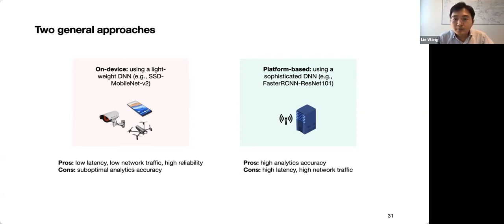On the other hand, we can use a platform-based approach where we can employ the most sophisticated DNNs for the analytics, right? By platform, I mean either the cloud server or an edge server deployed close to the end devices. Of course, we gain high analytics accuracy because we are using state-of-the-art models. On the other hand, it incurs very high latency because of the network involvement, and also high network traffic. So I think either of these approaches has a lot of work there. In other lectures later today or tomorrow, they will talk about how to do on-device learning, these kinds of things. But today we are going to focus on the platform-based approach, and how we can overcome the limitation of the variability of the network.